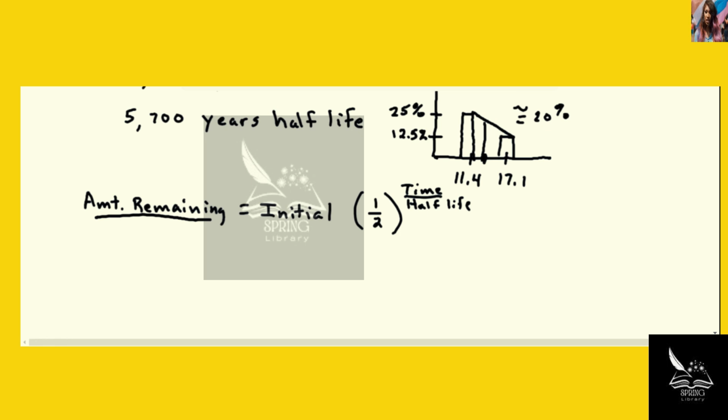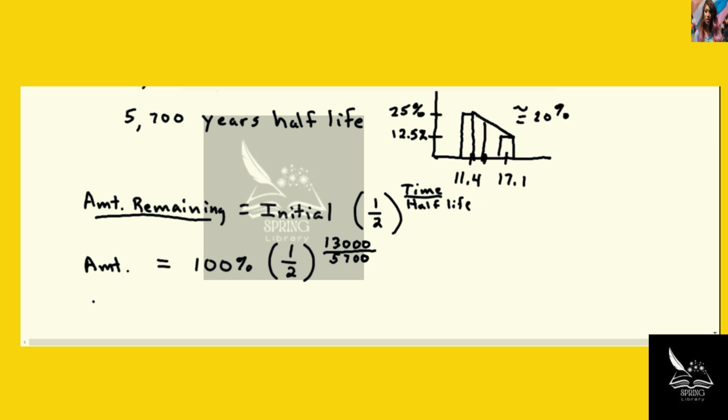So the amount remaining, I'm going to do this as percent. So we start off with 100% of this carbon-14. That's my initial. And then I need to multiply that by 1/2 to the total amount of time that has elapsed, which is 13,000 years, the estimate for the age of the cave paintings, divided by the half-life of 5,700.